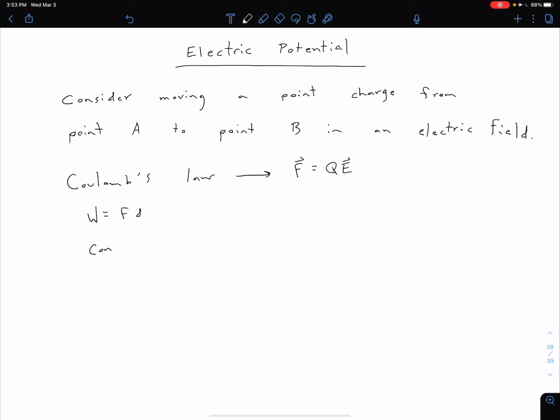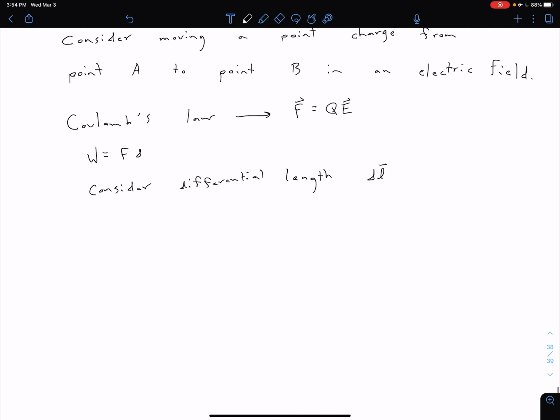Let's consider a differential length to move this point charge along. Consider a differential length, and let's just call it dl. If we have some differential length vector, we want to find the work done by moving the charge along it. We could just say dW is equal to the force dot dl. If you recall from physics, we also had some cosine term in here, which is why we're going to use our dot product here.